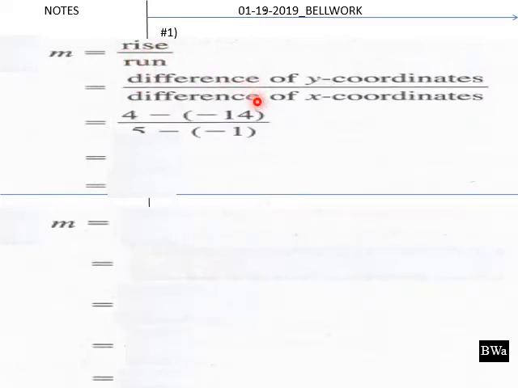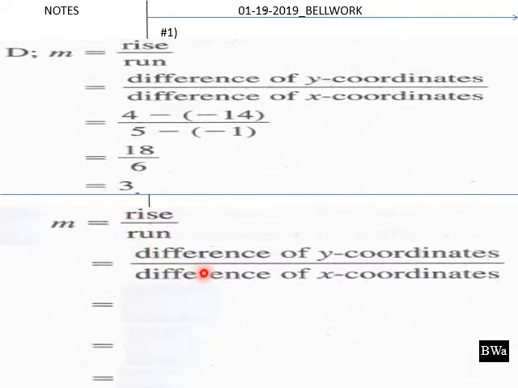Okay, welcome back. So for number 1, we have rise over run, difference of y over difference of x. So here are our 2 points, 2 y's here for that. And we get rise over run, 4 minus the negative 14 over 5 minus negative 1. Then we get 18 over 6 here, and that is a slope of 3 for number 1. So it'll be D for number 1.